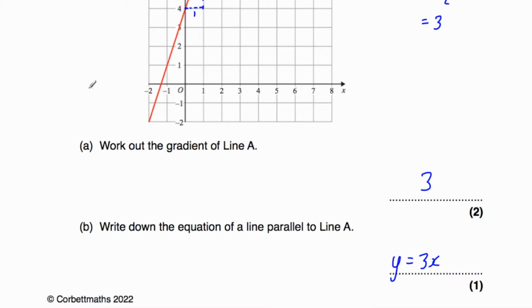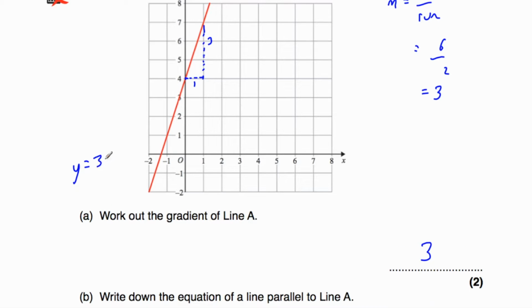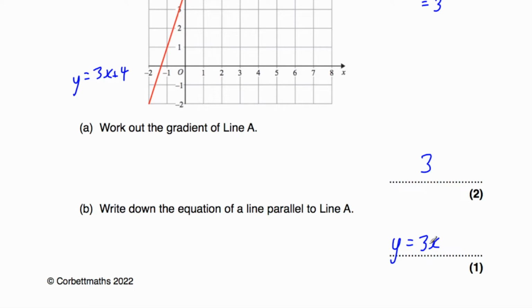Now this line A is, if we go back up and look at it, y equals 3x plus 4 because it passes through 4 on the y-axis. So we're just going to choose another line. So we could choose y equals 3x. We could just leave it as that. We could write y equals 3x plus 8, y equals 3x minus 20, and so on.